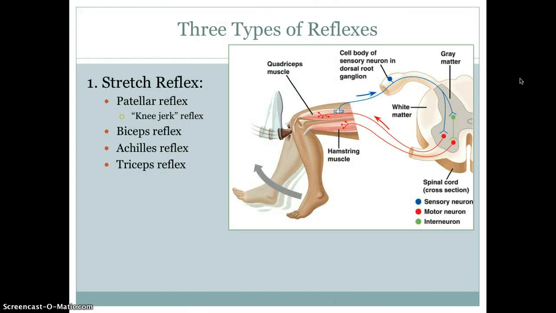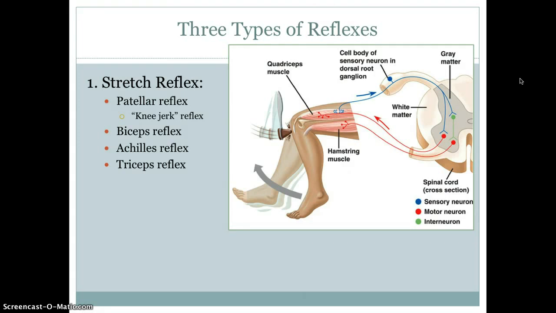In lab, we'll be looking at three different types of reflexes, the first of which being the stretch reflex. A stretch reflex is one where the muscle spindle within the muscle serves as our receptor, and a muscle is the effector. As shown in the diagram above, tapping the tendon with a mallet will stretch the muscle spindles within the attached muscle.